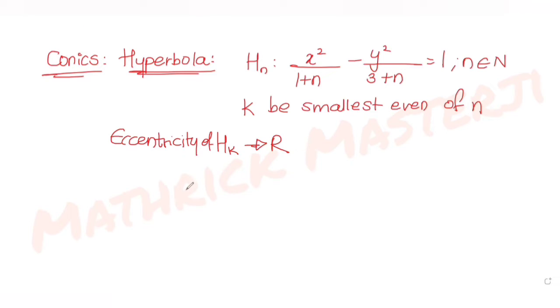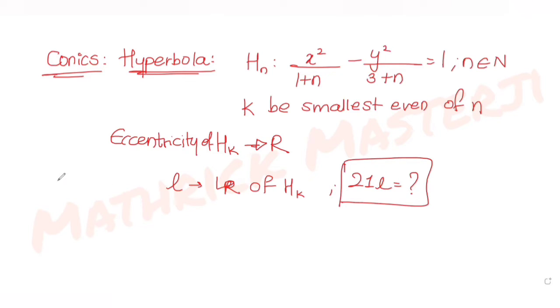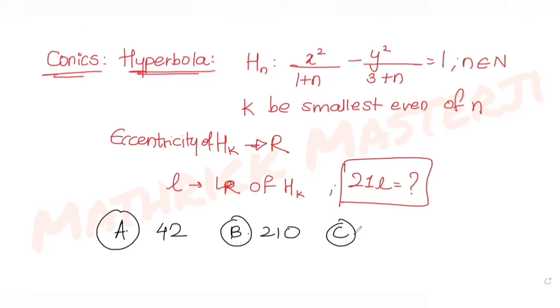Further, if L is the length of the latus rectum of Hk, the question asks us to figure out the value of 21 times L. The options are 42, 210, 306, and the fourth option says 420. We need to figure out which one of the answer choices is the correct answer.